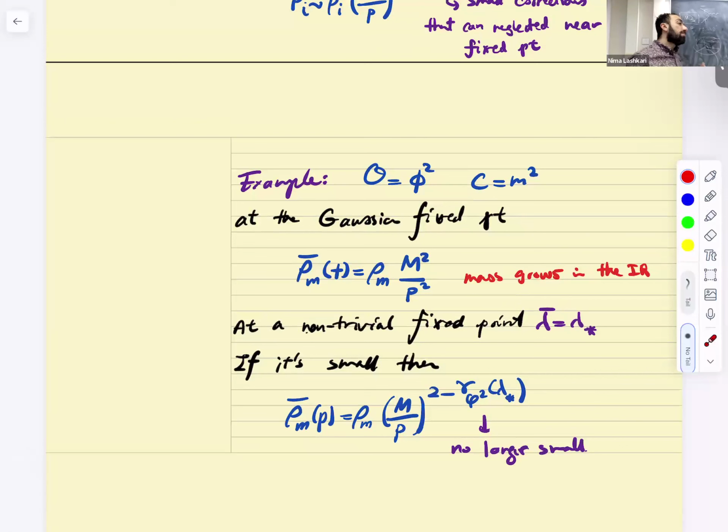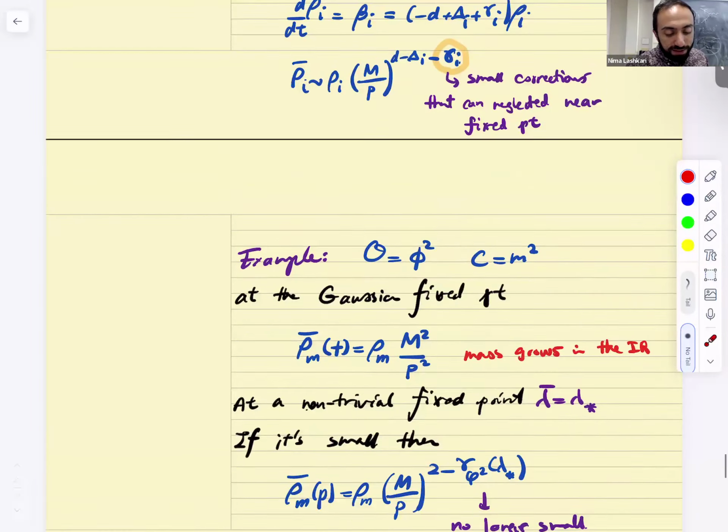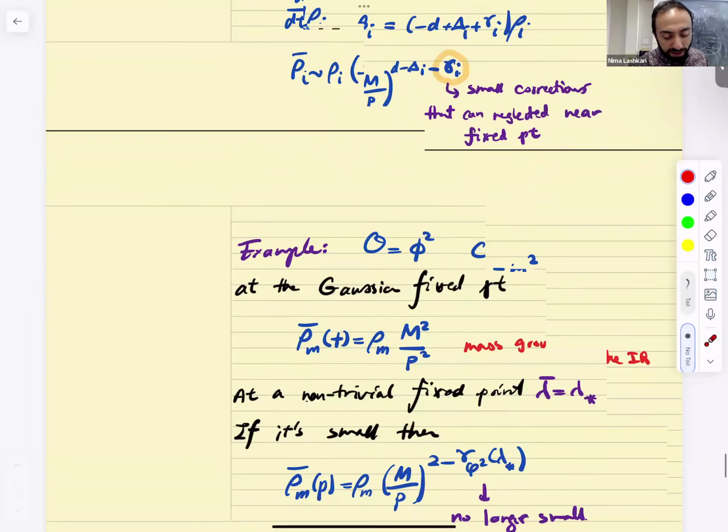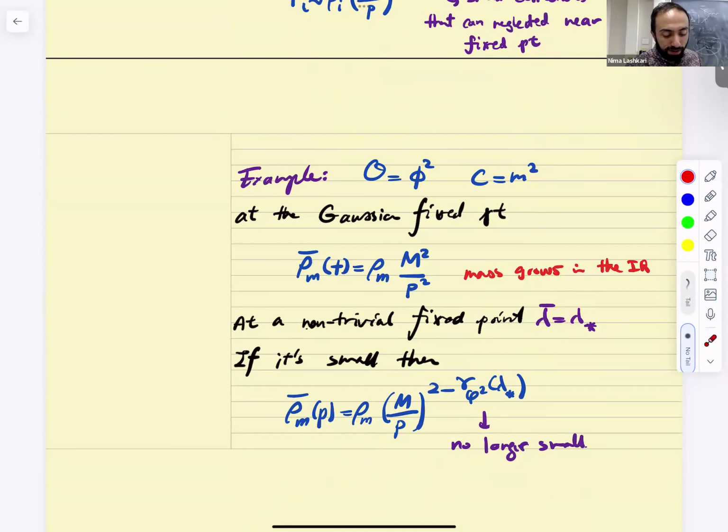Now, if for some reason you have a non-trivial fixed point at some lambda star, then there will be anomalous dimensions associated at that value of lambda, and your equation will be modified this way. A new fixed point means another conformal field theory here.